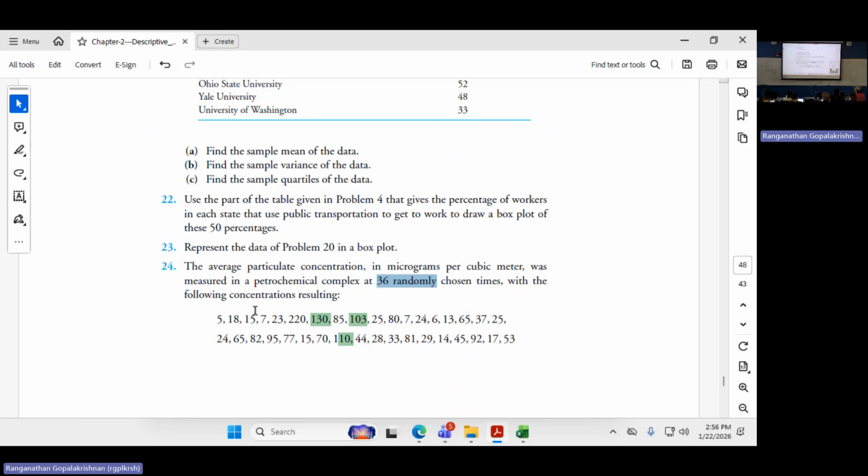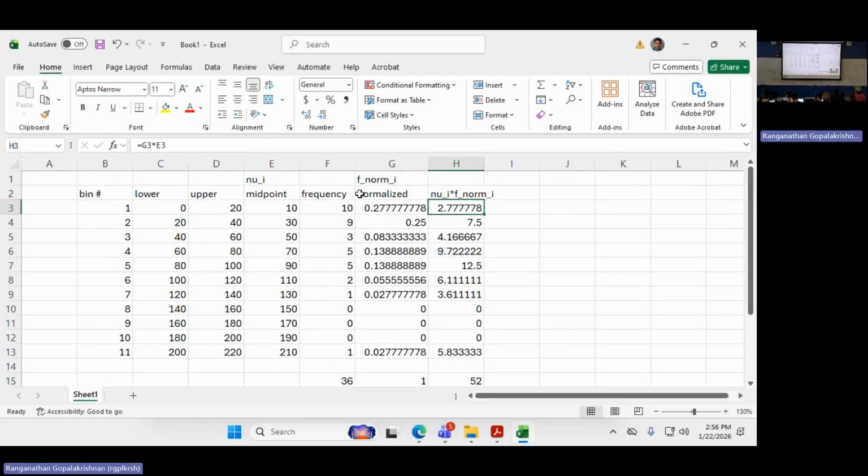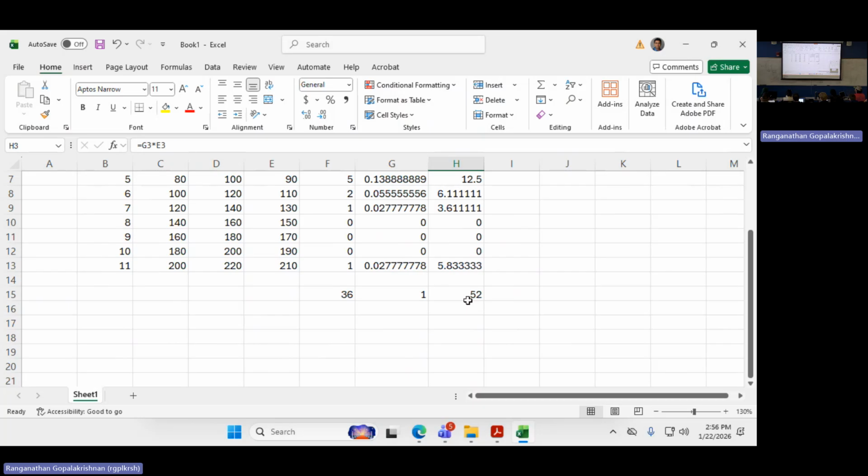Is this making sense, or are you feeling a little lost? What did you do with the last column in the Excel spreadsheet? That's what I would like to see. Okay. So what I did was to take the midpoint and multiply it with the normalized frequency. And then I got that for 11 bins, and then I summed it up. This is my, I'll label it here. This is my sample mean.